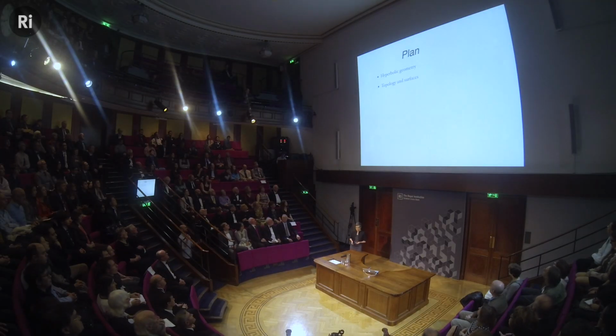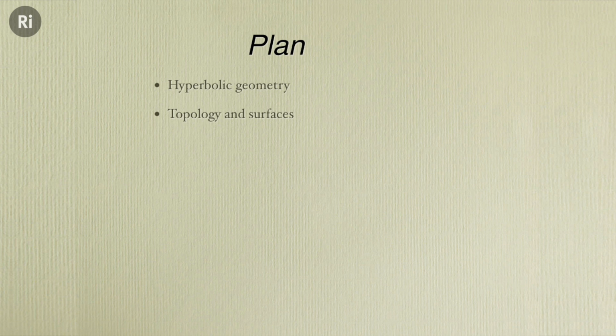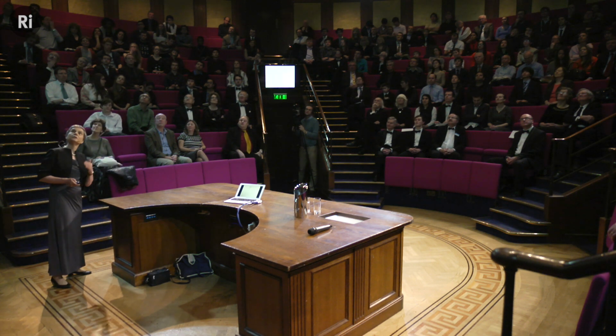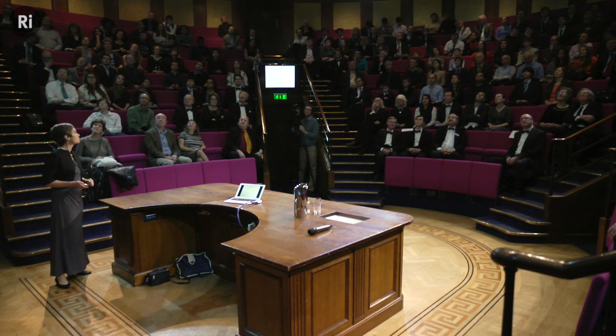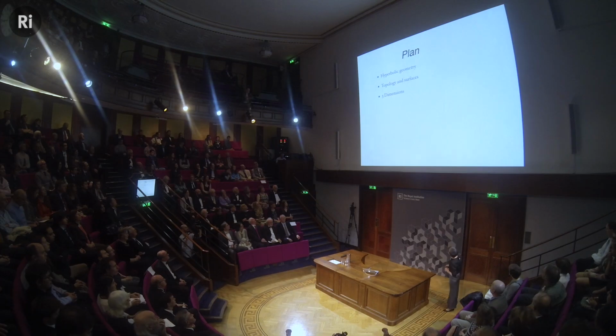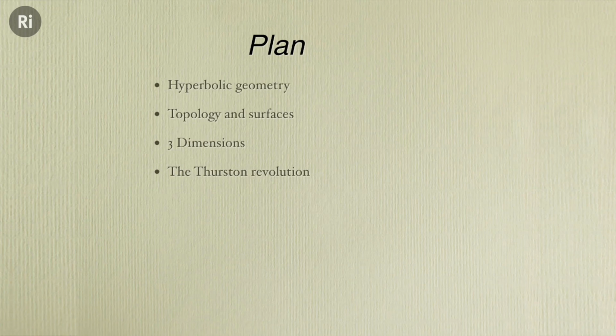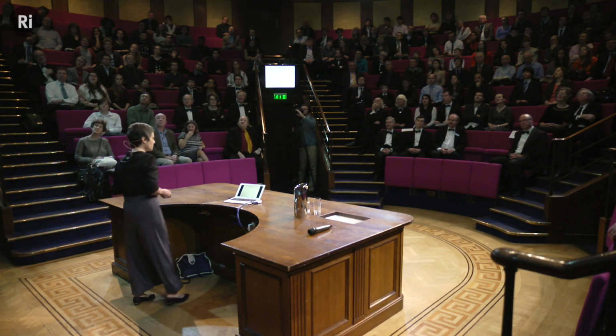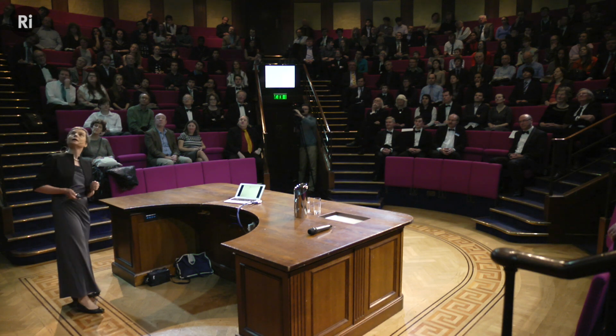So the plan of my talk, we shall first see a little bit about what is hyperbolic geometry. That's the geometry that a lot of these developments are based on. What is this word topology? Surfaces, I'm sure everyone knows what a surface is. We will then move on into 3D, and then we get to the sort of late 1970s. A complete revolution happened with the American mathematician Bill Thurston, and so I want to try and give you some sense of the enormous strides that Thurston introduced.